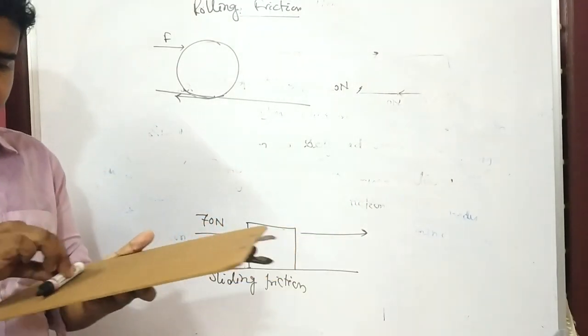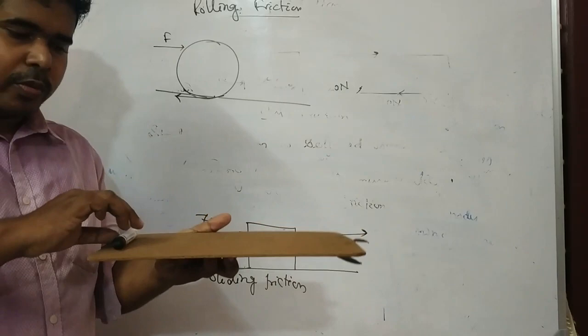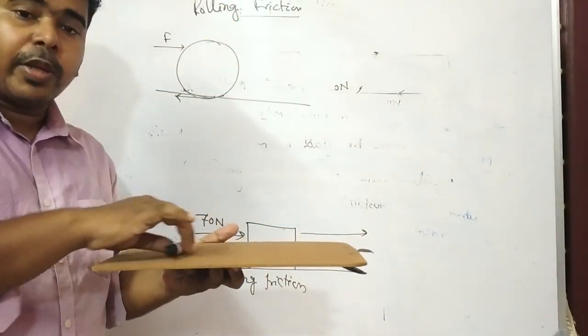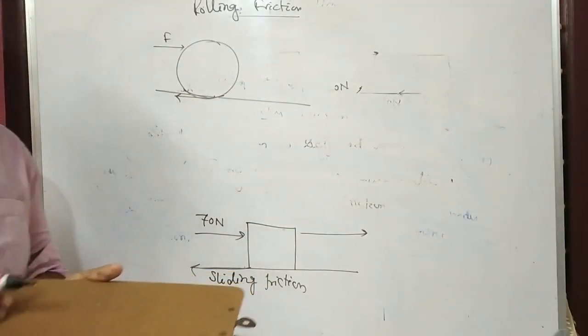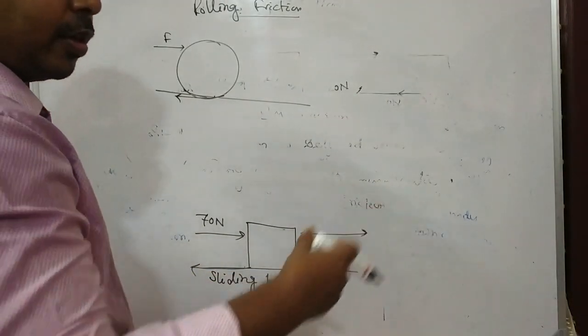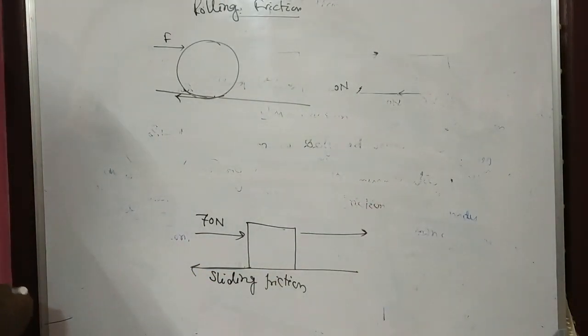When the object slides, it is sliding friction. When the object rolls, it is rolling friction. And when the object has not started moving, till the force is applied, that is static friction. Okay, I think it is clear.